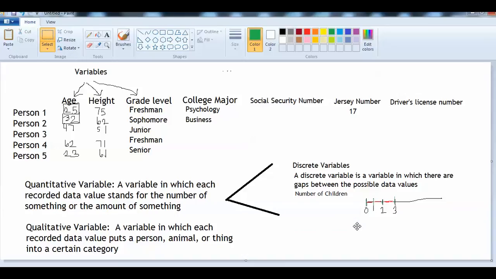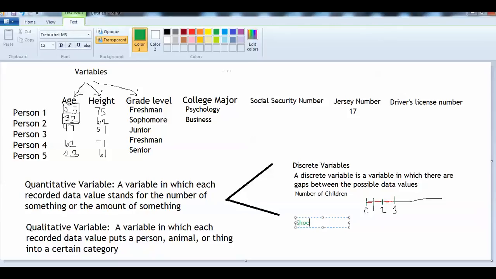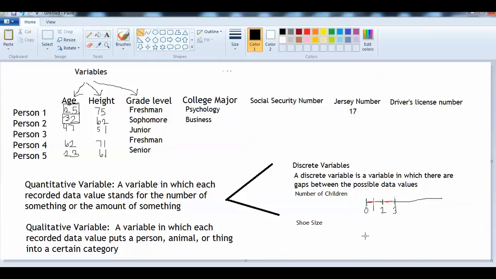What could be another example? Well, what if you ask people, what's your shoe size? A person can have a shoe size of, let's just start at 10, maybe 10, 10.5, 11, 11.5, and 12.